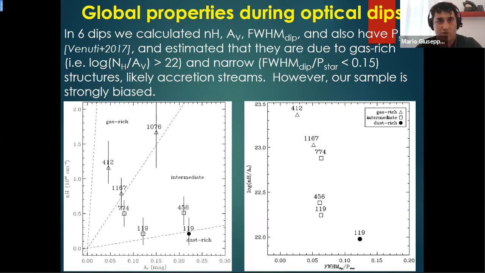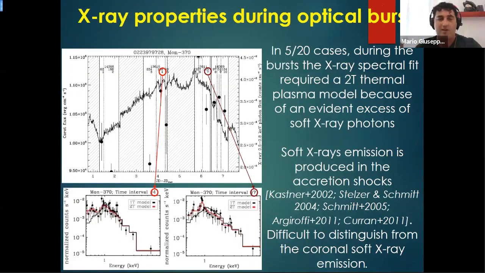So talking about accretion, this is one of the light curves of one of the stars which is dominated by accretion bursts. You see all these spikes in the light curve. There's a very big accretion burst here. We repeated the calculation. This time we fitted the X-ray spectra with thermal plasma models, and there is no way to fit the X-ray spectrum during this burst with a 1-temperature thermal plasma model. You need 2 temperatures because of this excess of soft X-ray emission here.